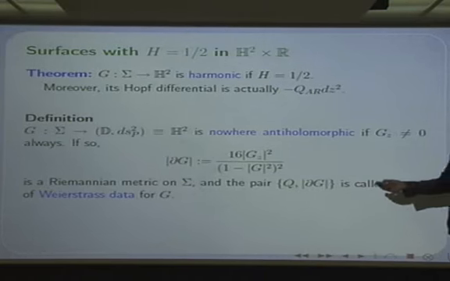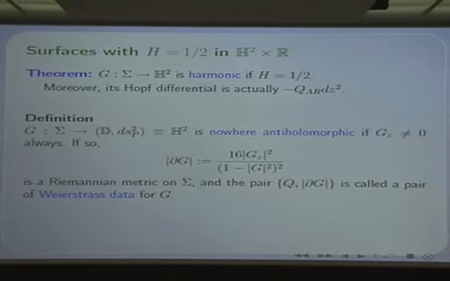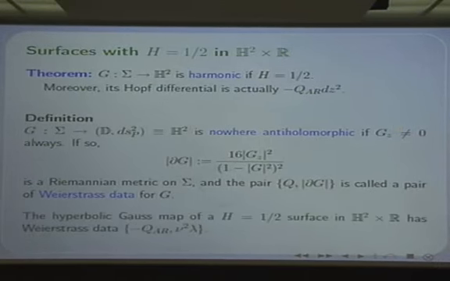And if this condition holds, we can define this metric here, which I would call the partial G metric. Okay, I'm not explaining why this comes here now. I will explain it afterwards. But it turns out to be a metric because this thing is different from 0. So this turns out to be a Riemannian metric. And we will say, for a nowhere anti-holomorphic harmonic map, that this pair, made up by its Hopf differential and its partial G metric, is a pair of Weierstrass data for the Gauss map.